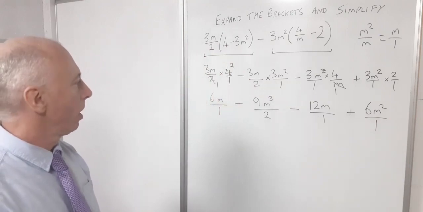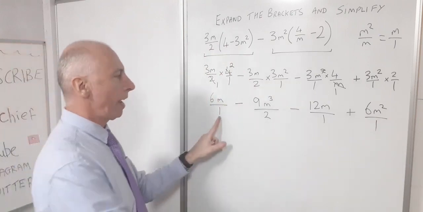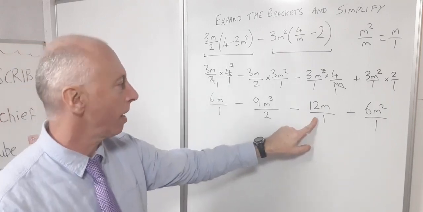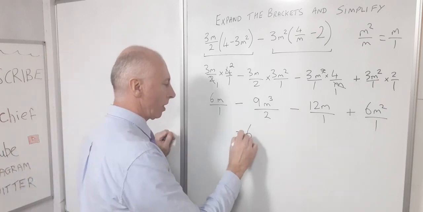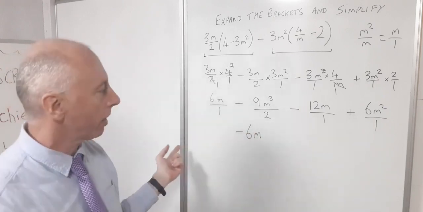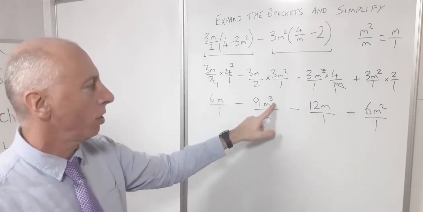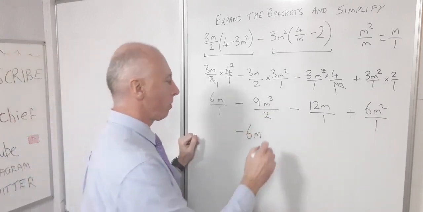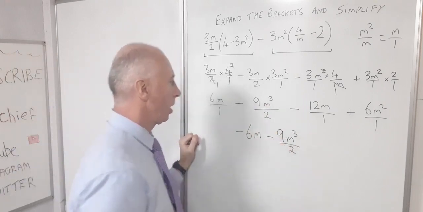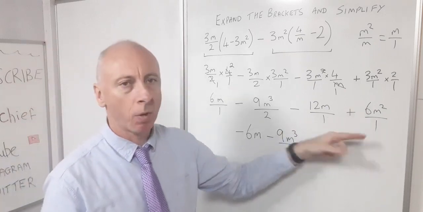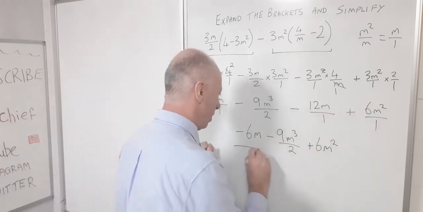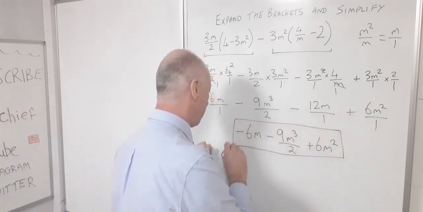Right, so see if there's any like terms. Well, I've got m and m here. So 6m minus 12m, that's going to give me minus 6m. So I'm going to write this as minus 6m. And my fraction, I'm going to leave that for now because that's over 1, so that can stay as it is. m cubed, this is the only term here, so I can write minus 9m cubed over 2. And then here I've got plus 6m squared over 1, which I can write as just plus 6m squared. Okay, so that I can declare as my final answer.